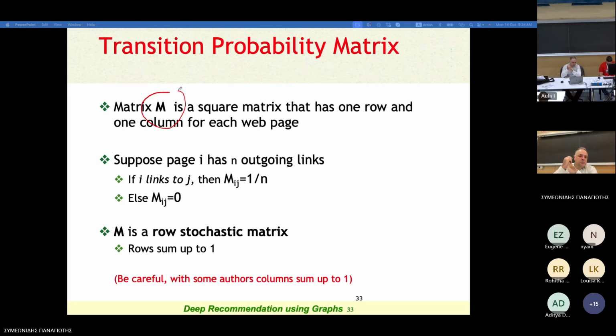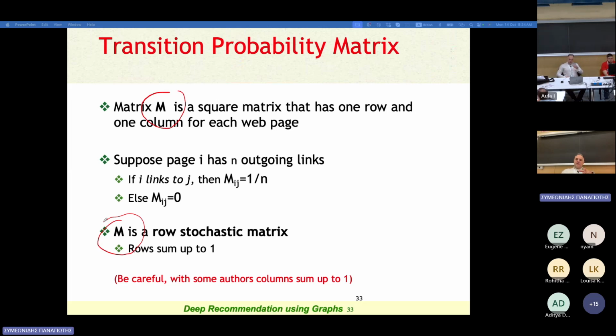So here, an important property of this transition probability matrix, so that we can run the random walk with restart and other algorithms, is the stochasticity. This means that the values of each row should sum up to 1.